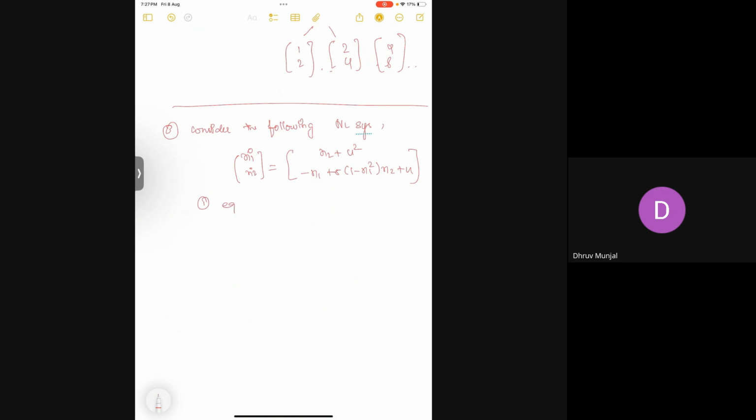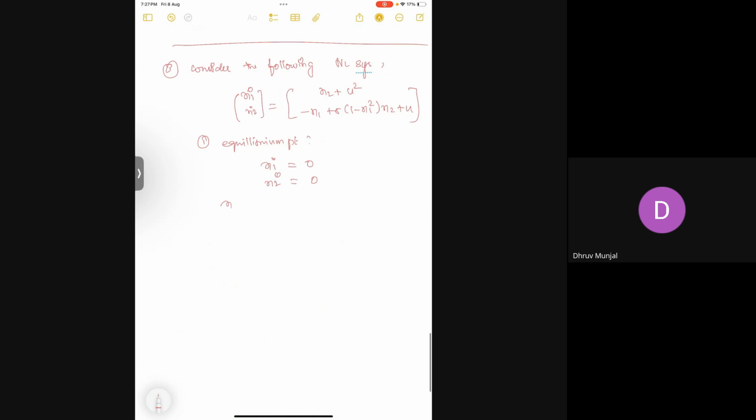First is equilibrium points. How do you find equilibrium points? Just equate x1 dot, x2 dot, whatever state space you have, equate it to 0. So this will give me x2 plus u square is equal to 0, minus x1 plus 5 into 1 minus x1 square x2 plus u equal to 0. Right. For this kind of system, consider input is equal to 0.